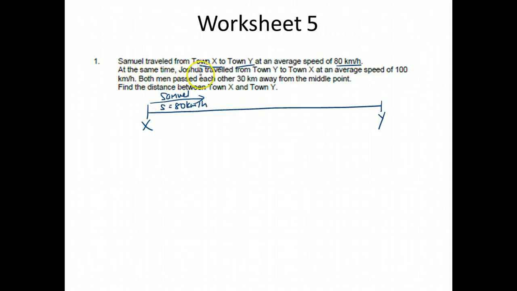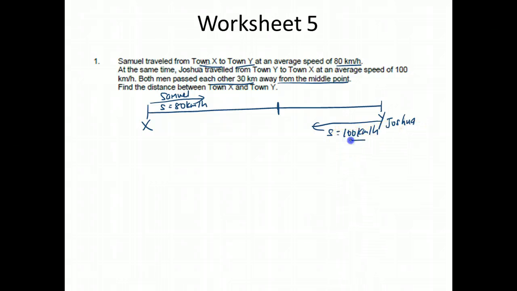At the same time, Joshua traveled from town Y to town X. This is Joshua. Town Y to town X, the speed is 100 kilometers per hour. Both men pass each other 30 kilometers away from the middle point. So if this is the middle point, where would you think they have met?